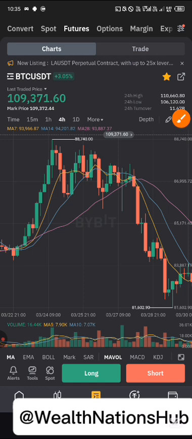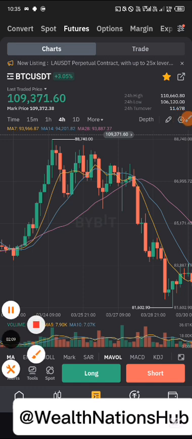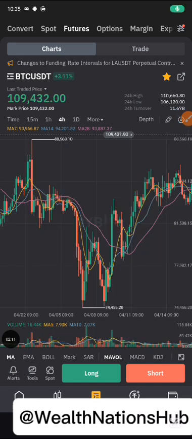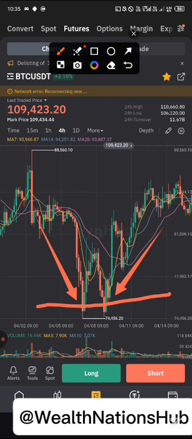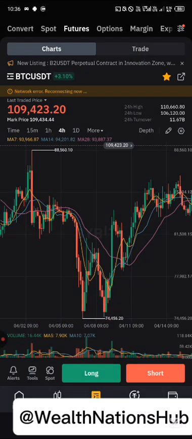Now let's talk about the double bottom. Like I showed you before, this is a perfect example. This is one bottom, and this is another bottom, making it a double bottom, and the line could be drawn somewhere here. Now when you see such a chart, what does that mean? How do you take a trade?